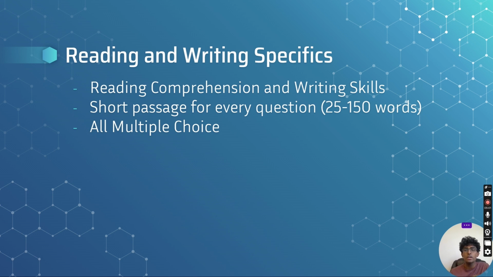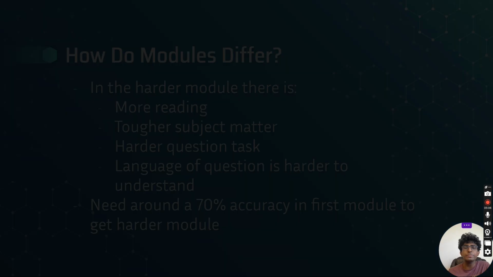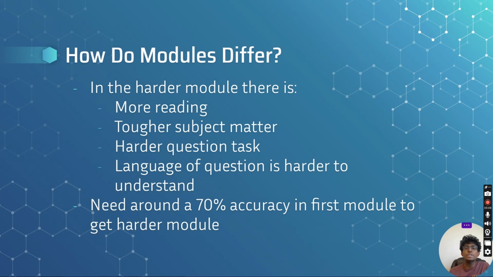25 to 150 words approximately, and all the questions are multiple choice. So how do the modules differ in the reading and writing section? Like I mentioned earlier, you could have a harder module for your second module if you did pretty good on the first module. So in the harder module, you're going to see more reading. So there's going to be more text.